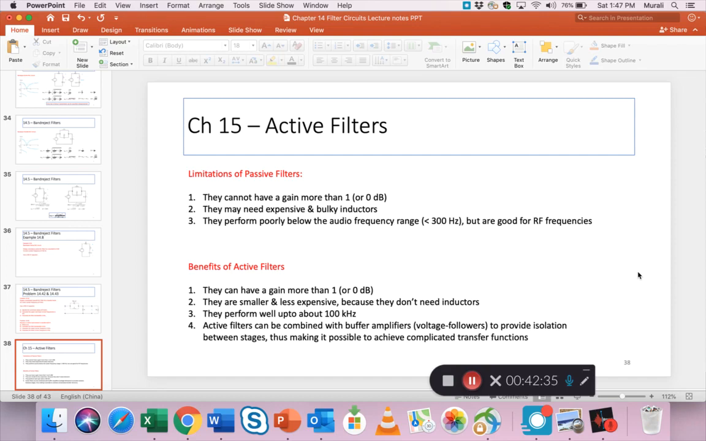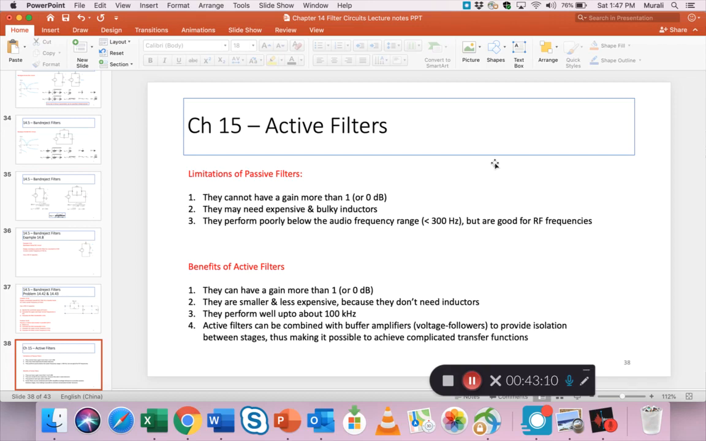So that's the secret. If you have an op amp in a filter circuit, it's an active filter. There you go. Okay, so why do we need active filters? Why not be happy with passive? That's because passive has certain limitations. Number one, they cannot have a gain. So at most you're only going to get a gain of 1. Output voltage cannot be higher than input, and that's one limitation. So you're limited to 0 dB on the gain.